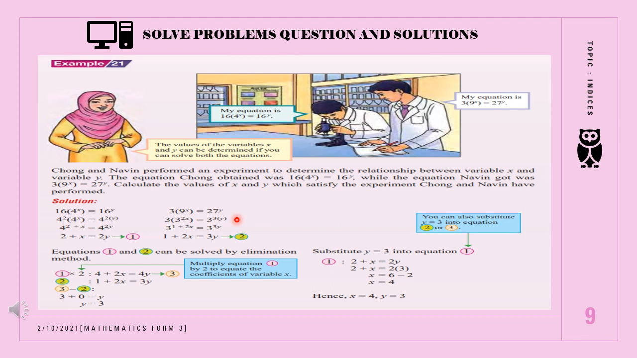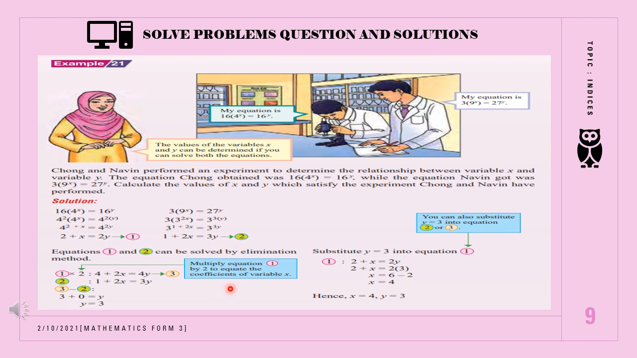Next, we do the solution of linear 2. Given that 3 in bracket 9 power of x equal to 27 power of y, we need the same base of 3. So 3 in bracket 3 power of 2x equal to 3 power of 3y. So the solution is 3 power of 1 plus 2x equal to 3 power of 3y. So you just write down the index: 1 plus 2x equal to 3y. So you already get the two linears.